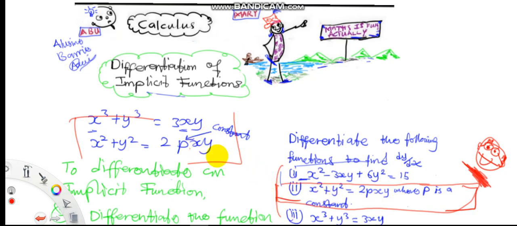It just means that in these sort of functions, it is impossible for us to isolate one of the variables on one side of the equation. For example, if we want to isolate y on one side, it's going to be impossible because x and y are joined up together. But for this example, note that p is assumed as a constant. So you treat it just as you treat 2. You actually just treat 2p as one number.